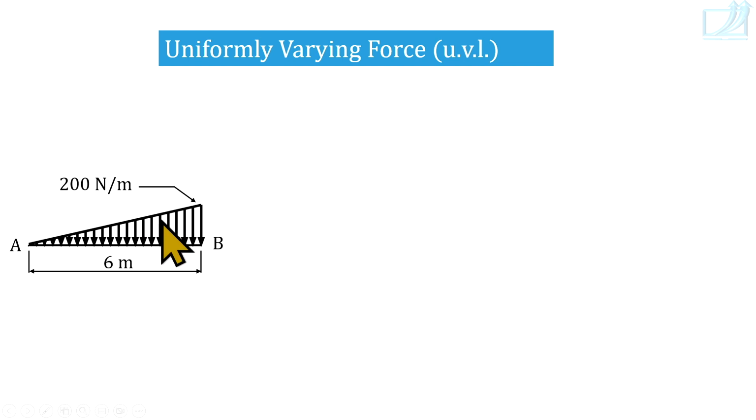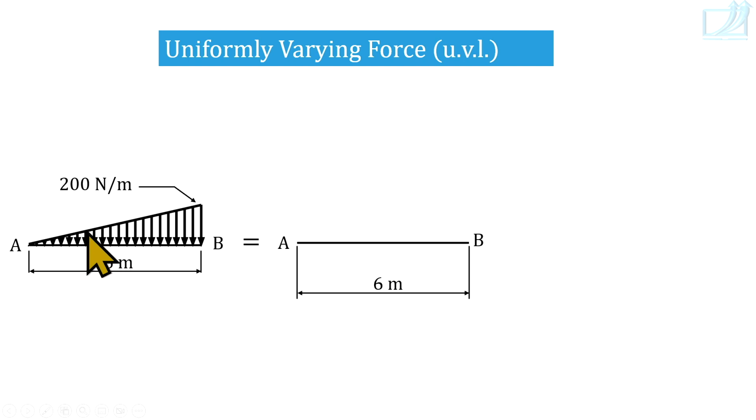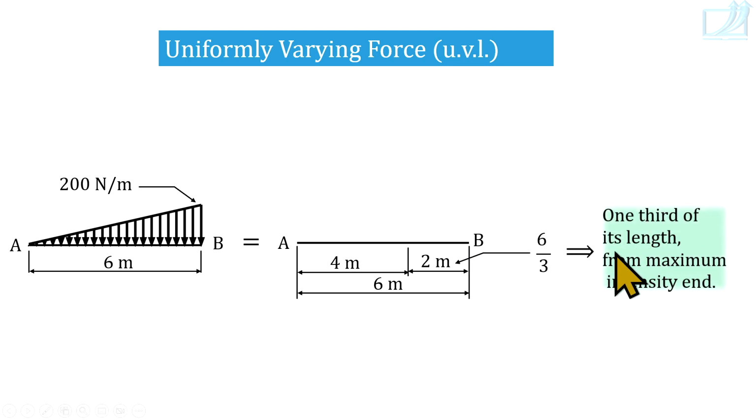But if such a load is acting on a rigid body, how to show it as a point force? Use the logic of a triangular area and its centroid. The centroid of a triangular area lies 1/3 of its length from its edges. So from the maximum intensity end, that means from end B, 1/3 of its length. That means the distance from end A is 4 meters. And show the load 600 Newton.